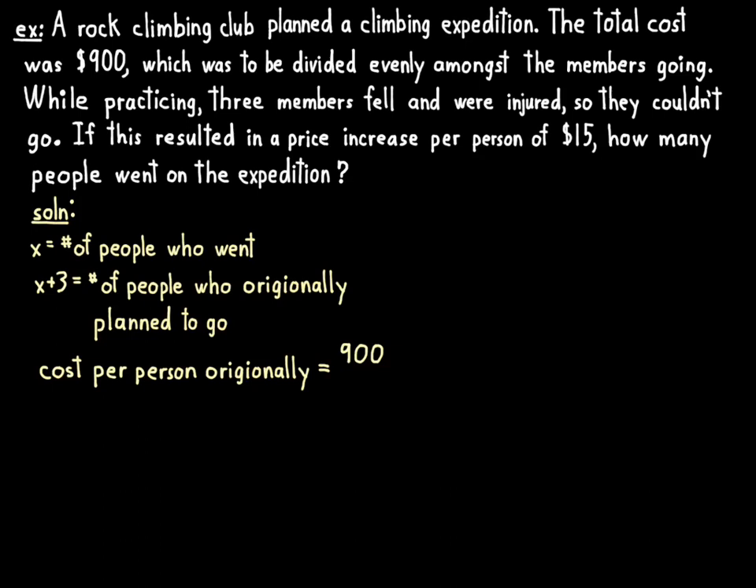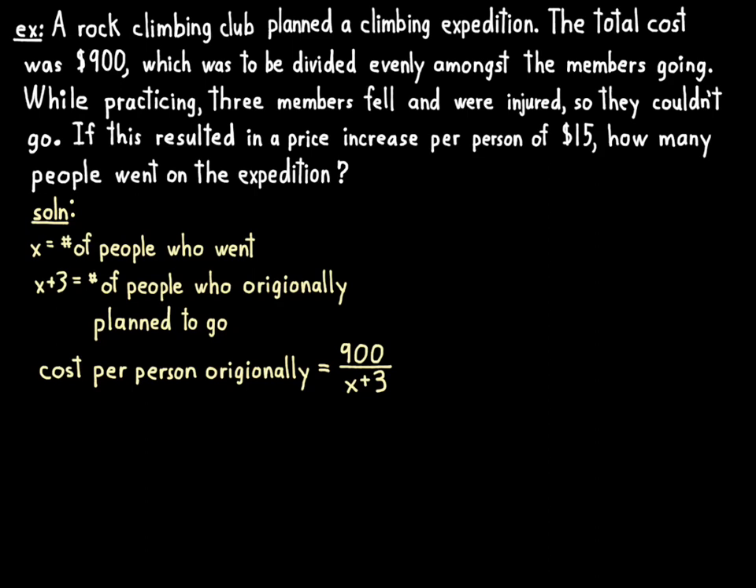What am I thinking about? Oh, it's the cost per person originally. Well, it was $900 total. And how many people went? Well, I wrote that down. See how I wrote that down? Number of people who originally planned to go is x plus 3. So I'm going to divide by x plus 3. Okay, that's the cost per person originally.